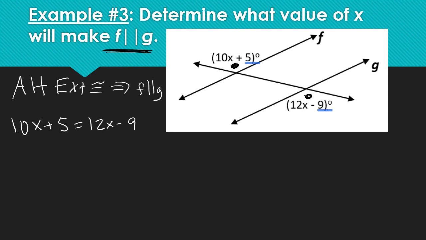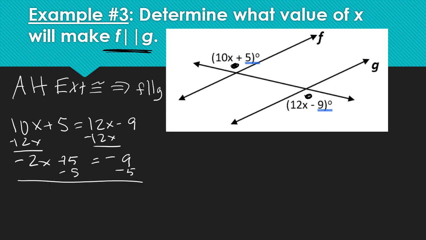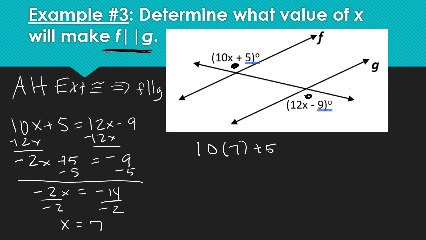So if we solve for x, you can hit pause and do this on your own. That way I don't go too fast for you. But I'm going to subtract 12x from both sides. You could do it a different way if you wanted to. Negative 2x plus 5 equals negative 9. Then I'm going to subtract 5 from both sides. Negative 2x equals negative 14. Divide each side by negative 2. And x equals 7. If I want to check that answer, I can plug 7 in for both of these x values.